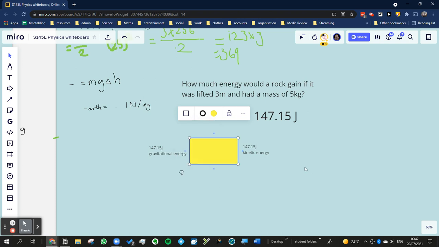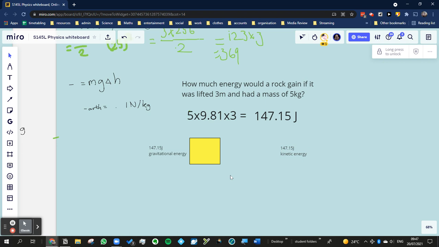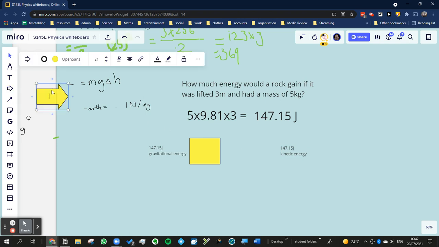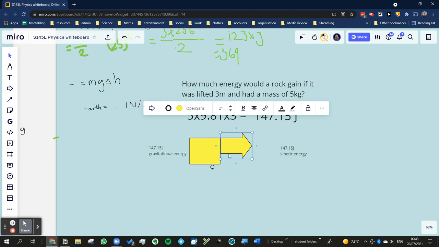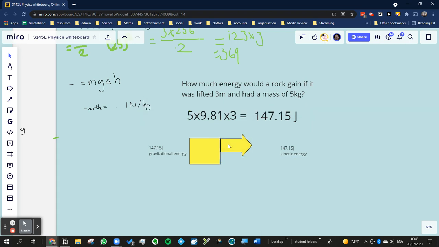So we'll turn that into a rectangle, but then some of it is turned into kinetic energy. Fine. And the rest might be turned into thermal energy. So if I just make a second arrow and rotate it like that, this is our Sankey diagram for this falling rock.